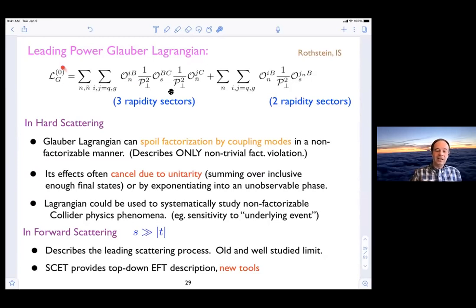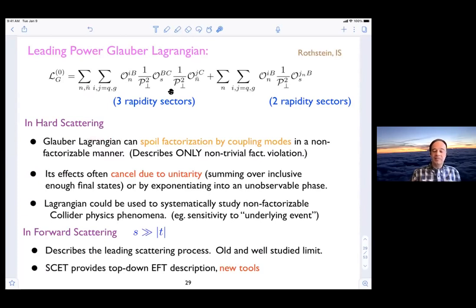Because what it does, at leading power, is cause particles of different types to interact with each other in a non-trivial way through this kind of potential. And that violates the factorization of thinking about having an independent matrix element for the soft part of the problem, which are the soft functions, or for the collinear part of the problem, which are, for example, these jet functions. If those talk to each other, I can't describe them by independent matrix elements. I have to describe them together as a single matrix element, and the dynamics is much more complicated.